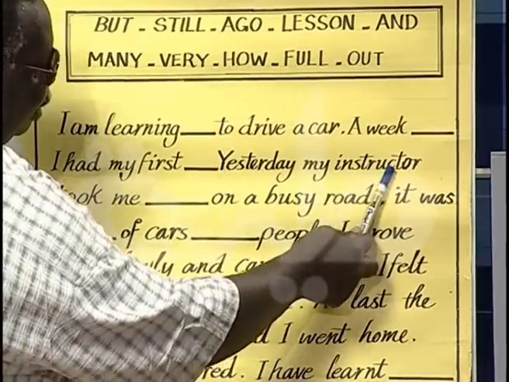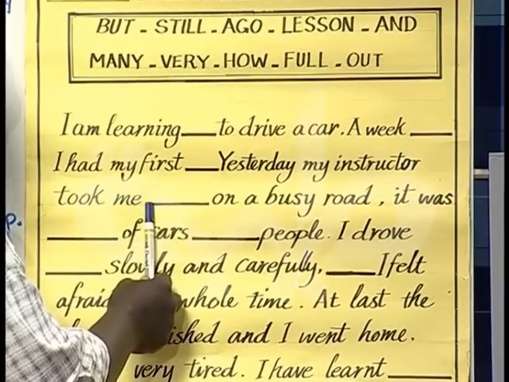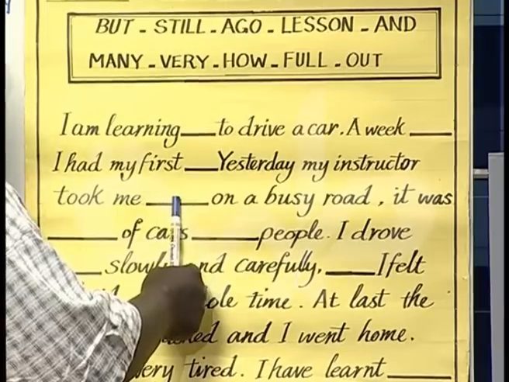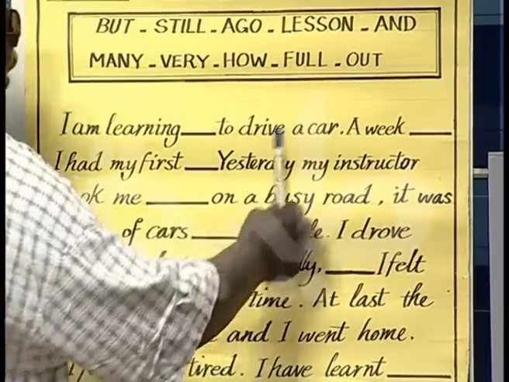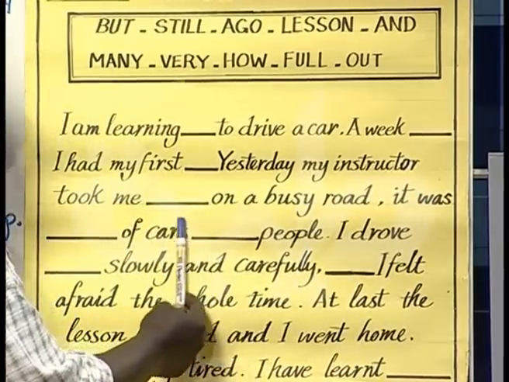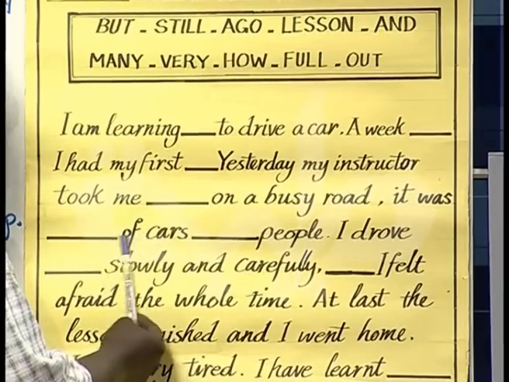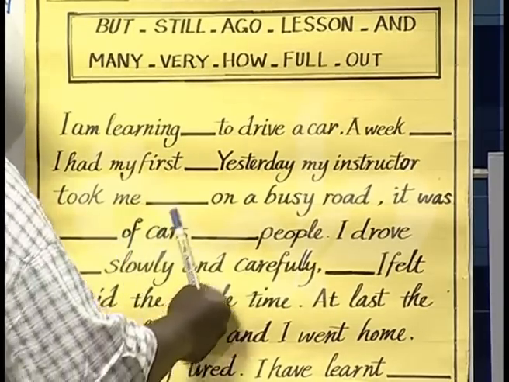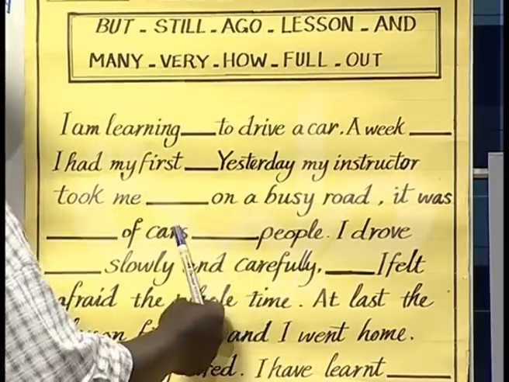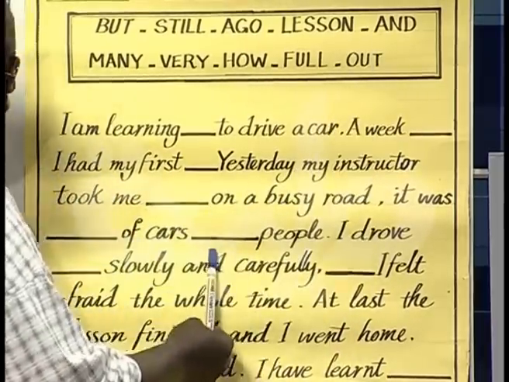Yesterday, my instructor took me dash on a busy road. Took me, I'm sure you can tell it. It is a preposition. Took me out. Yes, took me out on a busy road. It was what? It was dash of course. Yes, it was full of cars dash people. Full of cars, and people.